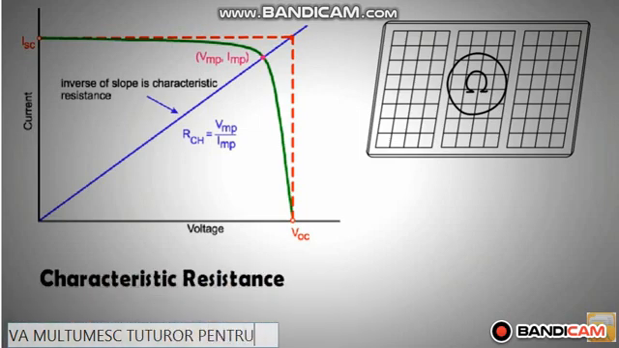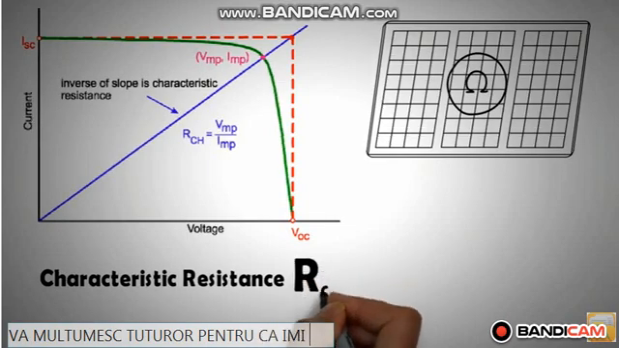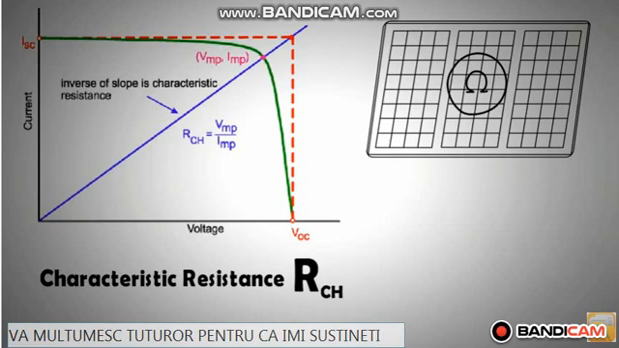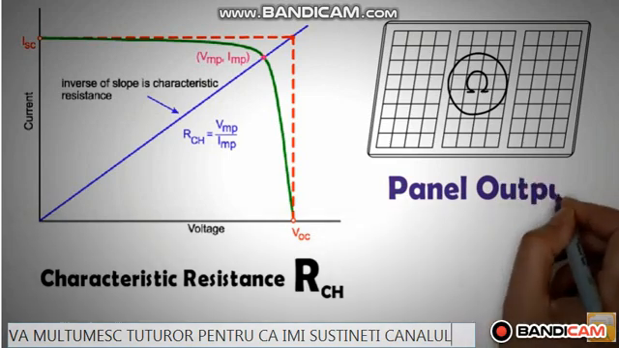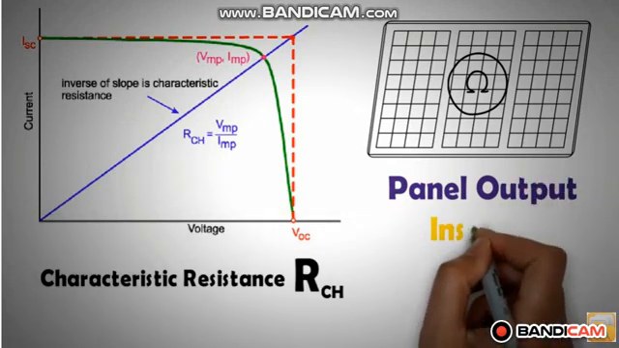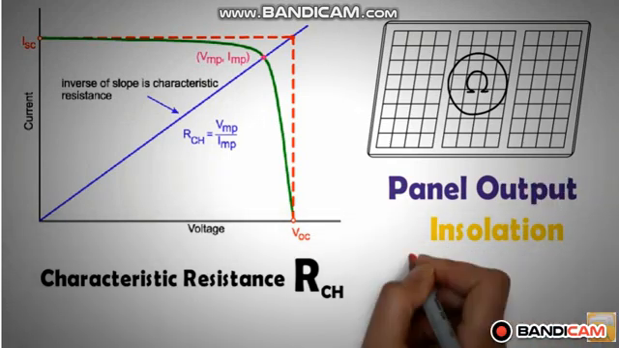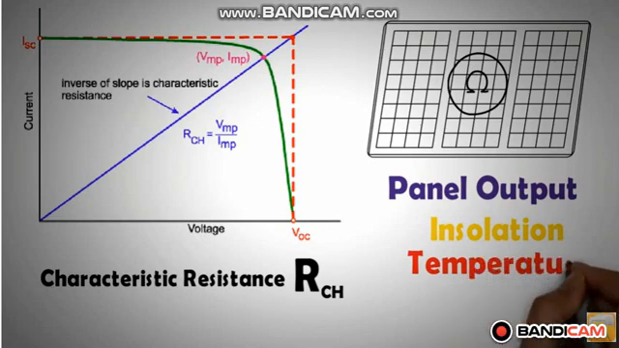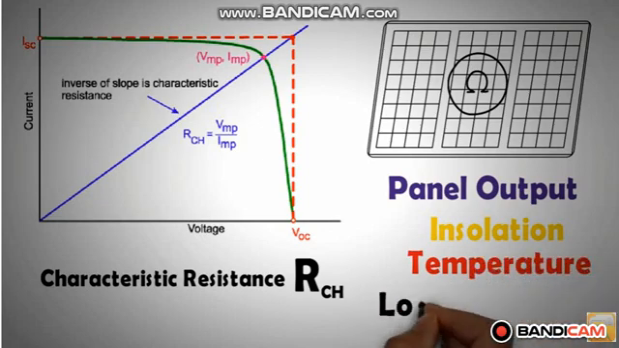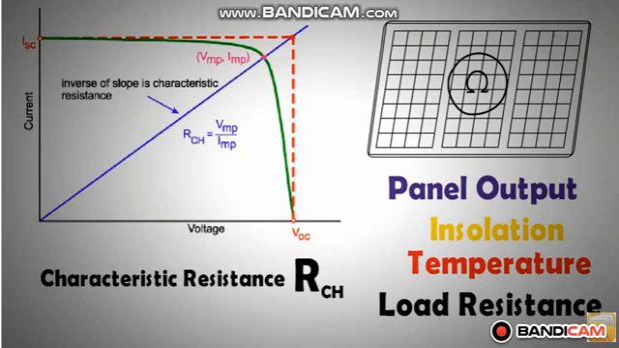of the panel. Now, when you connect the solar panel to the load, then the closer the internal resistance of the load is to the characteristic resistance of the panel, the more the power can be extracted from the panel. So in reality, the output of a solar panel is not only dependent upon the amount of light it is receiving and the temperature of the panel, but also it is dependent upon the value of resistance of the load.